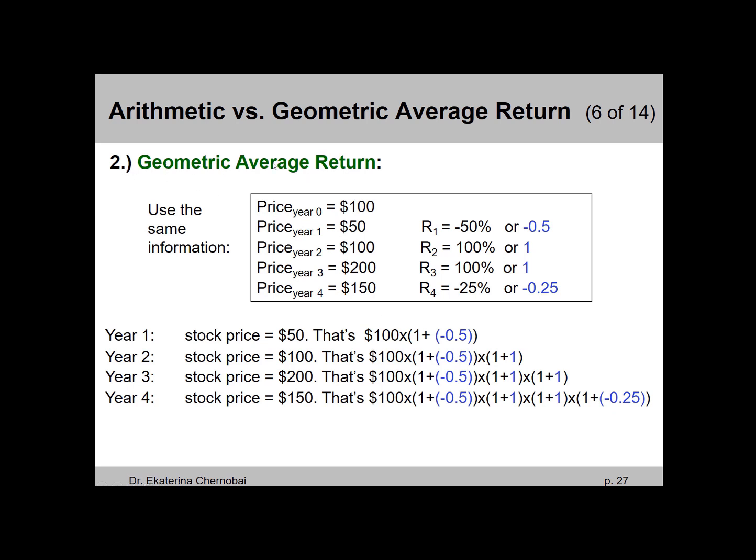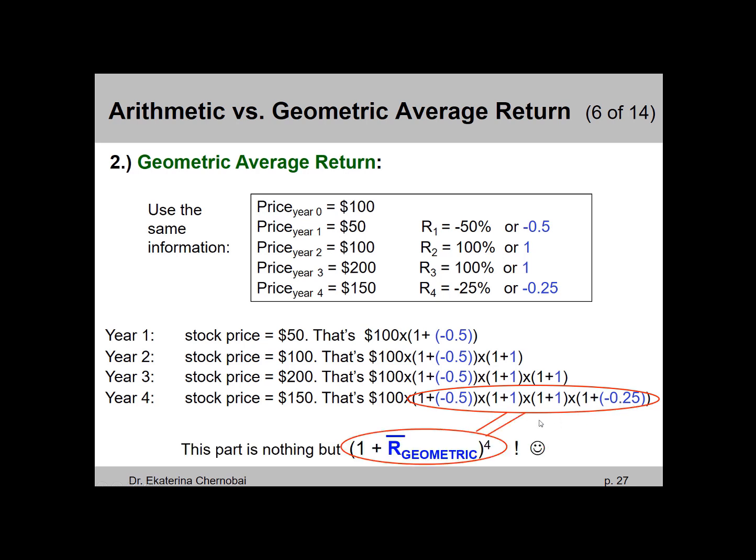Okay, what is the geometric average return? It's as if we are looking at these 4 different returns over the 4 years, and it's as if we are forcing them to be the same. If we force these 4 numbers to be identical, what would that number be? The same for each year. That would result in $150 investment value at the end of year 4. That's the geometric average return.